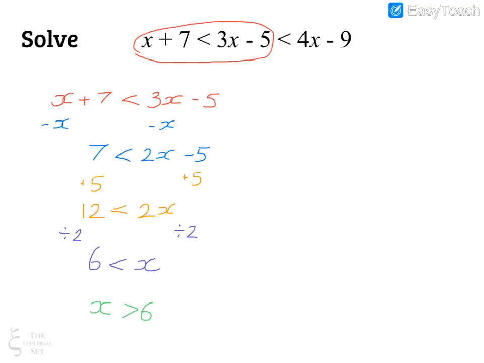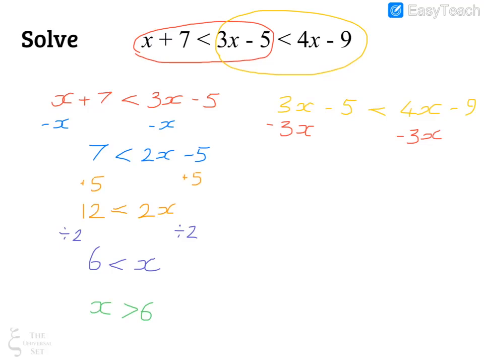We need to look at the other part now, so I'm going to look at this right-hand side part. As well as having this bit less than this, we also need to have this bit less than this. So let's see what happens if we do that bit now. I'm starting with 3x minus 5 needs to be less than 4x minus 9. First thing I'm going to do then is get rid of all of these x's. So I'm going to take away 3 x's from the left, which means I'm going to take away 3 x's from the right as well.